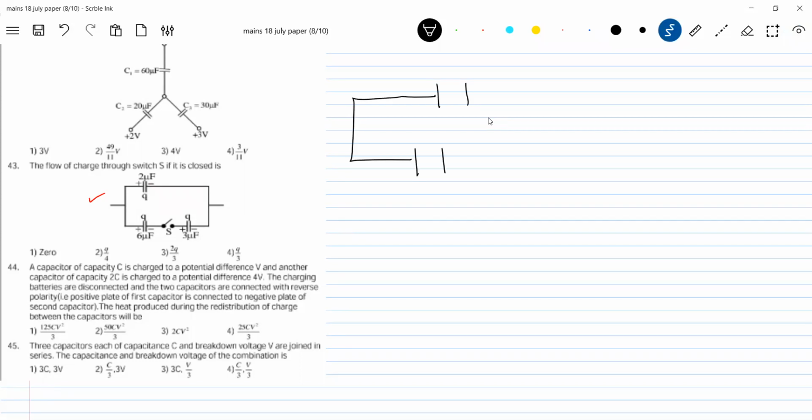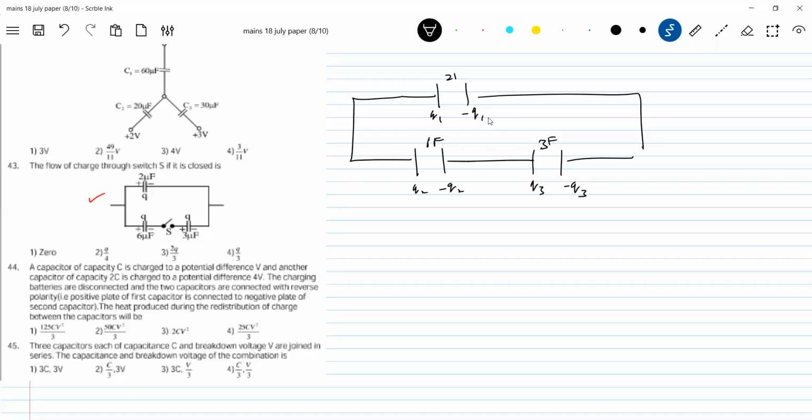So it will be like this, the circuit. So this charge you write Q1, minus Q2, Q3, minus Q3. Call this 3 farad, 6 farad, 2 farad. Then Q1 plus Q2 should be equal to plus Q plus Q. So the conservation of charge principle: Q1 plus Q2 should be equal to 2Q. Then charge of these two plates should be conserved. Minus Q minus 2Q.